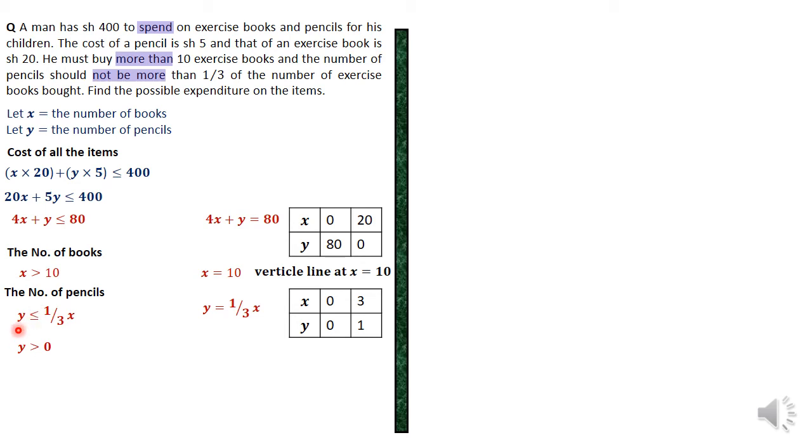I've said y should be greater than 0 because we assume that he will buy some number of pencils. We already have x greater than 10, so we don't need to write x greater than 10. So y = 0 is the other line that is implied by this inequality, and that is the x-axis.